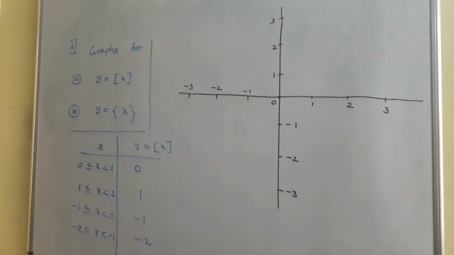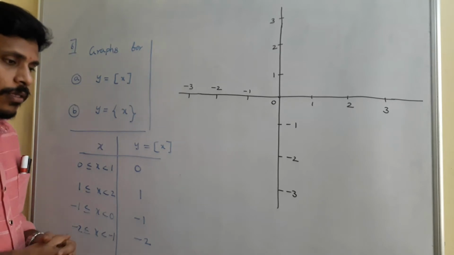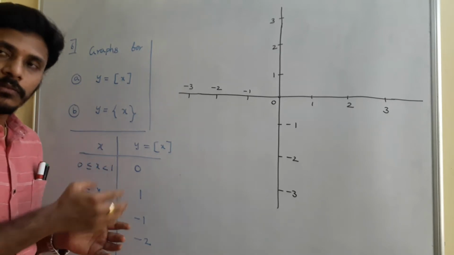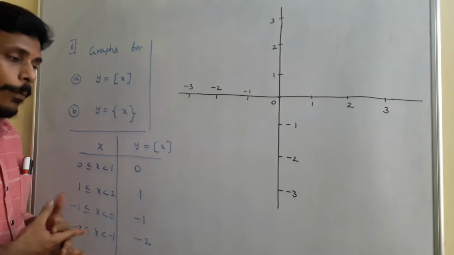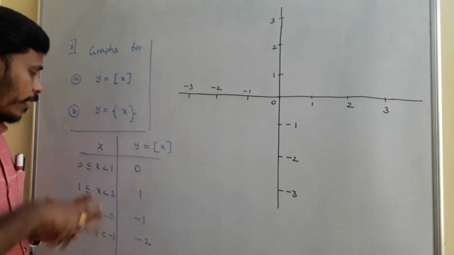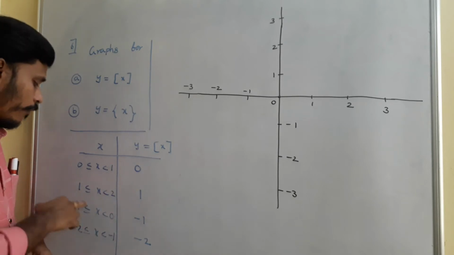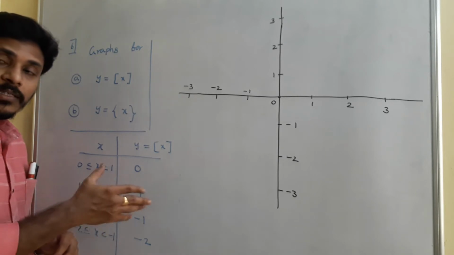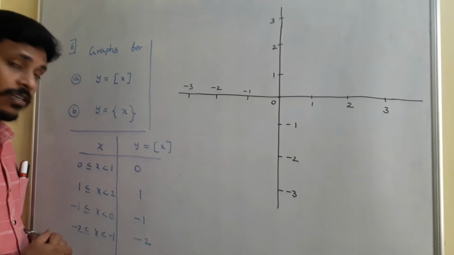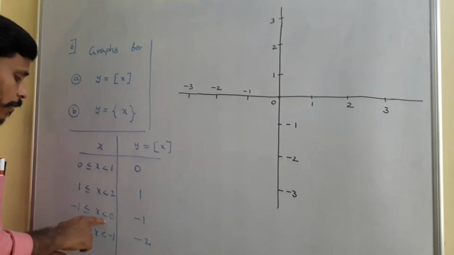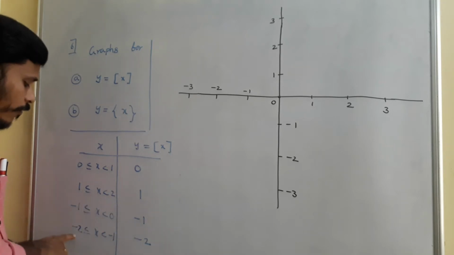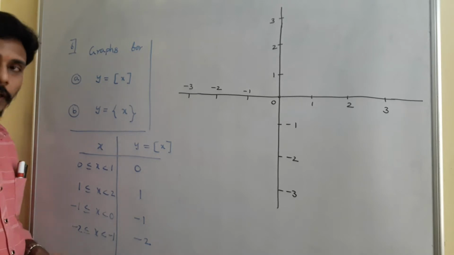The next one is graphs for y equals step x and y equals fractional part of x, and now it is for step x. See, for step x, if we take a value for x, we will get the step value. But as per the definition of step x, if x is in between 0 and 1, its step value is 0. If x is in between 1 and 2, its step x value, which means the greatest integer function value, is 1. If it is in between minus 1 and 0, it is minus 1. If it is in between minus 2 and minus 1, it is minus 2, we know it.